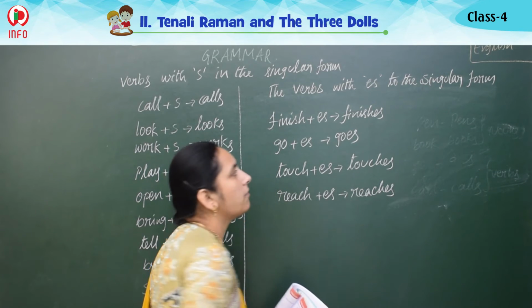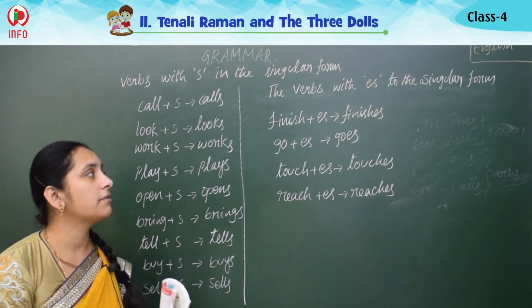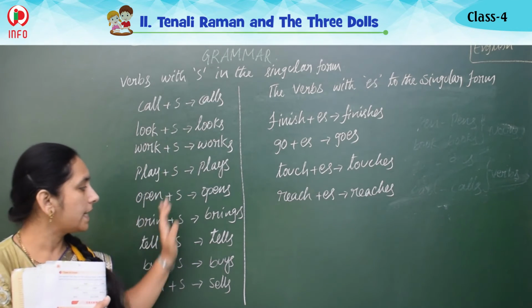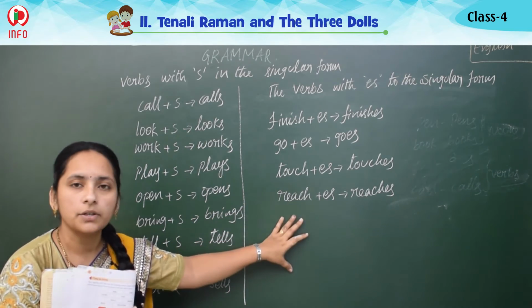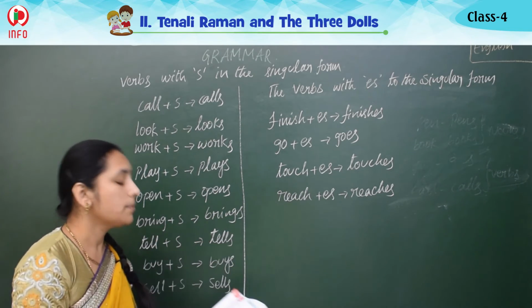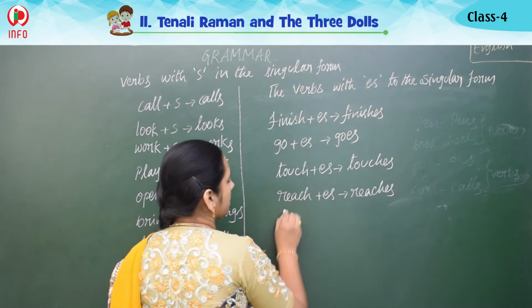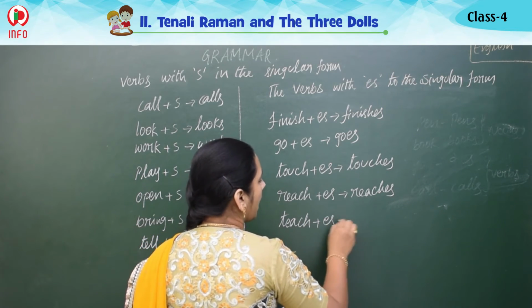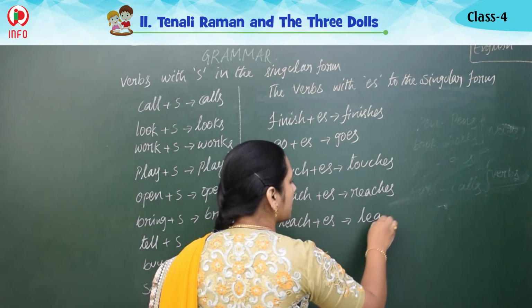So for the V1, for the singular subjects, we write s or es. Some verbs we add s, and some verbs we should add es. So what are the verbs where we mainly get es? Suppose teach, if we take it. Teach, for this we add es. Teaches, means es we get.